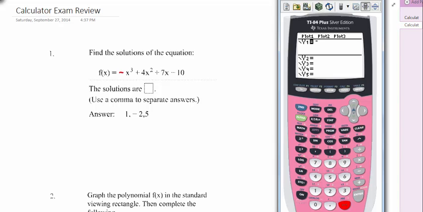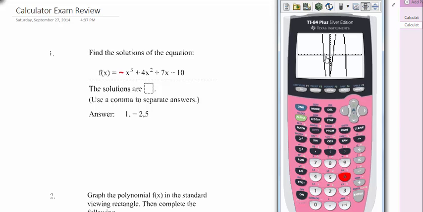So negative x to the third. That's how you do a power other than squared. And then hit your side arrow to come down. Plus 4x squared plus 7x minus 10. And I would urge you to just double check what you've got there so that we make sure we've got the right thing in. If we're going to be solving, we also want to have y2 equal to 0. So let's do a zoom 6, which should give us a graph.